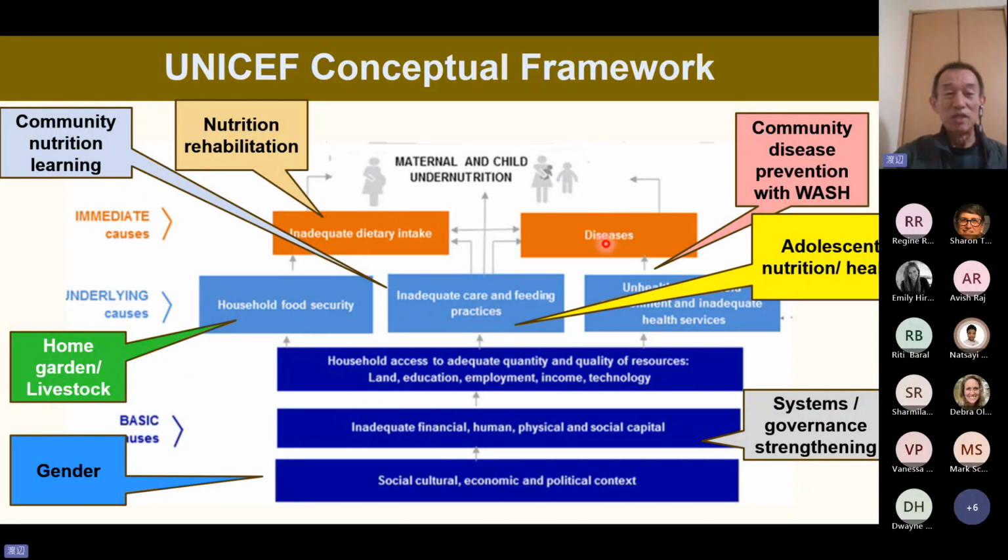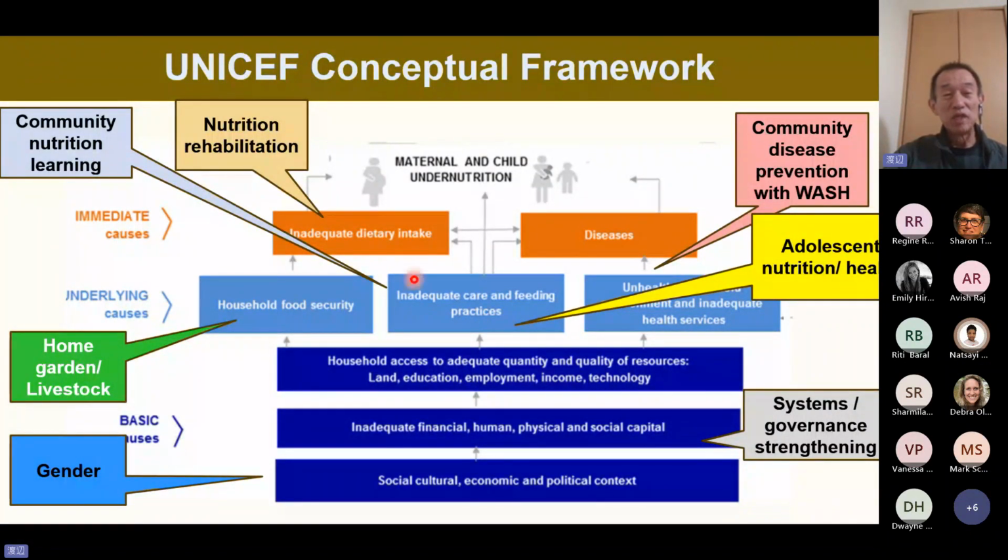At the individual level, the two-country program includes the nutrition rehabilitation for acute malnutrition. Also, the two-country program includes community disease prevention and WASH, which addresses this part. And for care and feeding practice, they have a community nutrition learning component for behavior change.